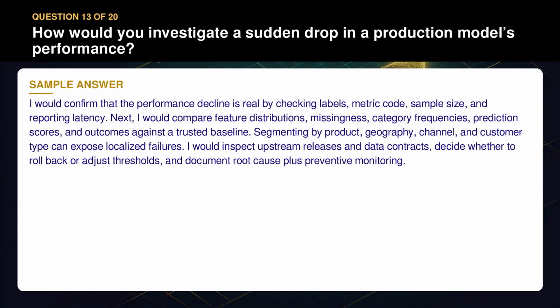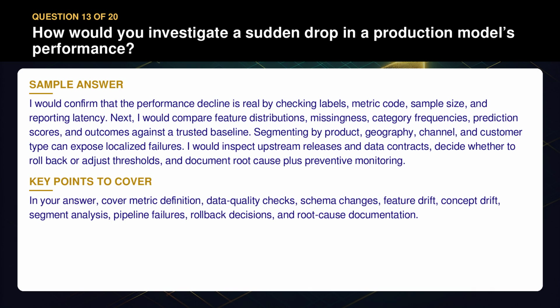I would inspect upstream releases and data contracts, decide whether to roll back or adjust thresholds, and document root cause plus preventive monitoring. In your answer, cover metric definition, data quality checks, schema changes, feature drift, concept drift, segment analysis, pipeline failures, rollback decisions, and root cause documentation.